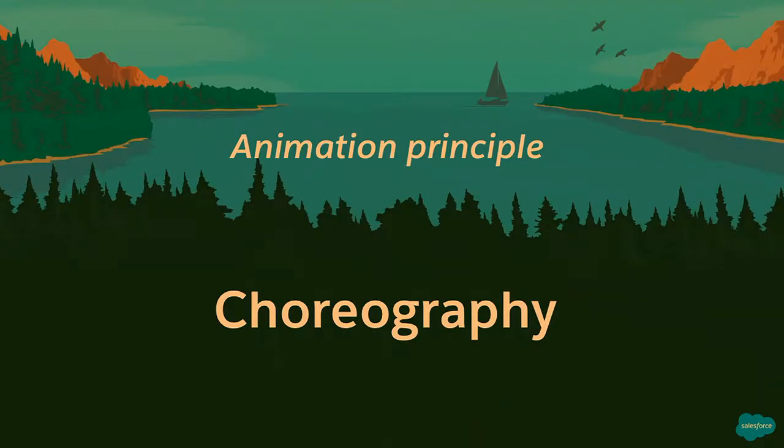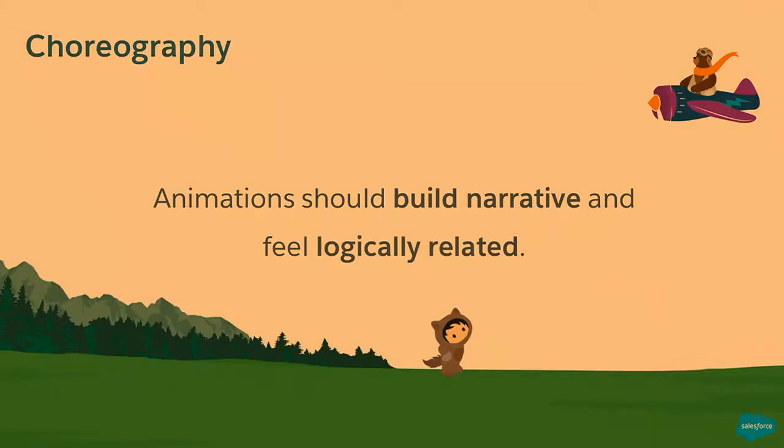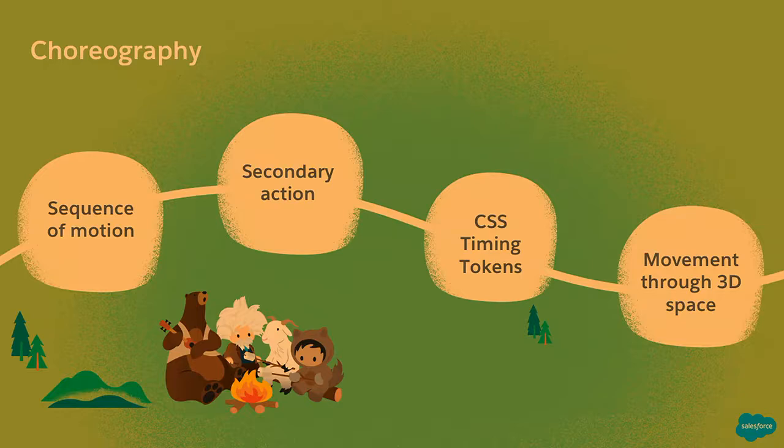The second principle of animation is choreography. Choreography means that animation should build narrative through a product and feel logically related to each other. Choreography consists of 4 main concepts. The sequence of motion, so in what order are things appearing or disappearing on the page, and what message does that convey to the user? Secondary action, so in what way does the user interact with an interface, and how does that interface respond to the user? Third, CSS timing tokens.